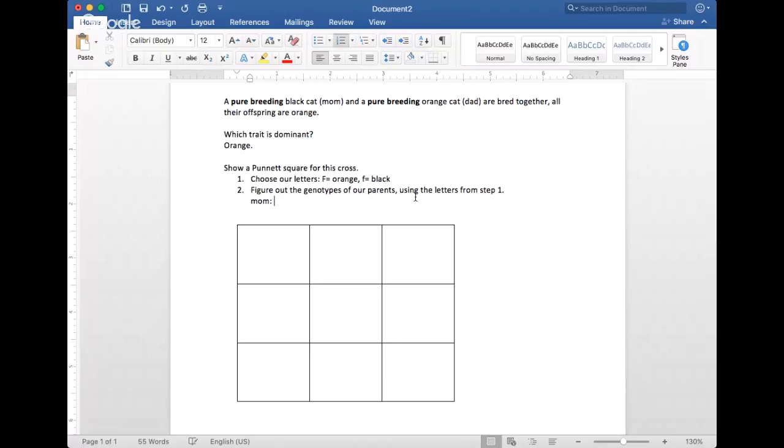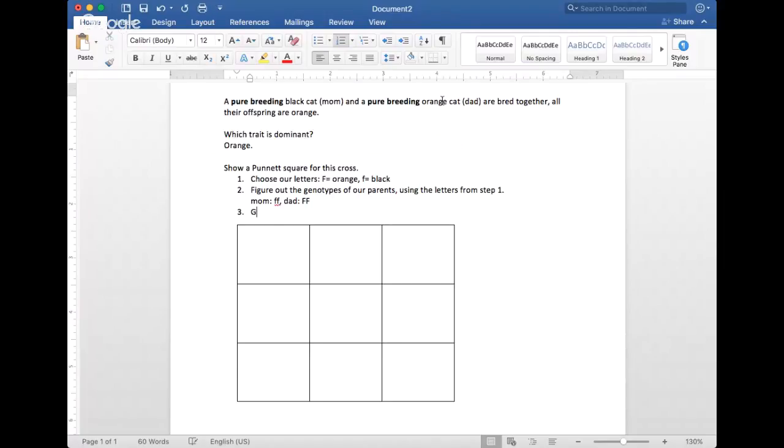So mom is a pure breeding black cat. Pure breeding meaning homozygous. And we said, because of the notation we used up here, we're using big F for orange and little f for black. So mom's genotype is going to be little f, little f. She has to have 2 letters because she's diploid. Okay, so cats are diploid. She's going to have both copies as little f. Dad is going to be big F, because he's homozygous for orange.